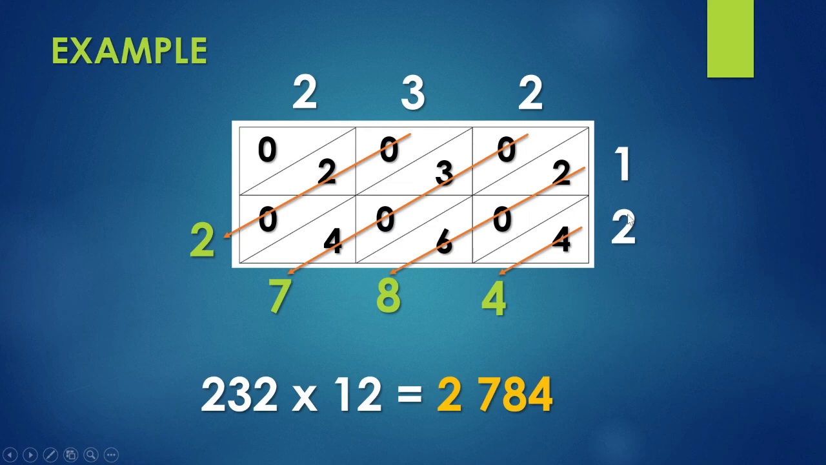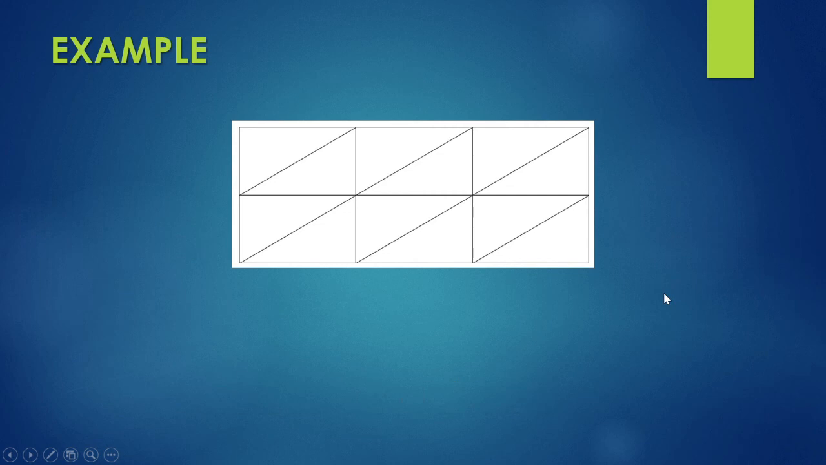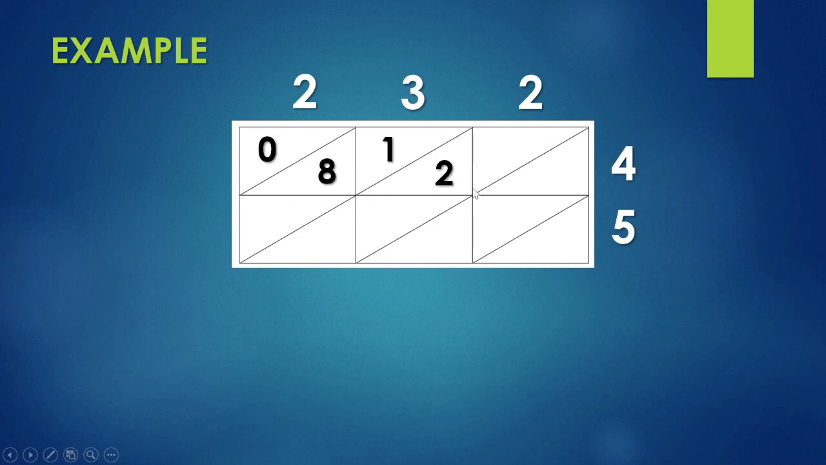That's without regrouping. But what if the example is with regrouping? For example, let's prepare 232 times 45. Perform the same steps. 4 times 2 is 8. 4 times 3 is 12. Then 4 times 2 is 8. Then 5 times 2 is 10. 5 times 3 is 15. 5 times 2 is 10. Then add 1 plus 8 plus 1, which is equal to 10.